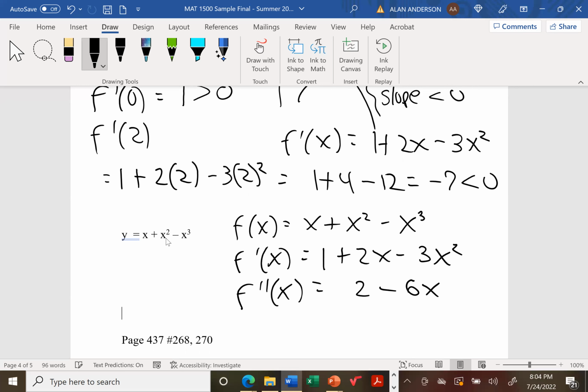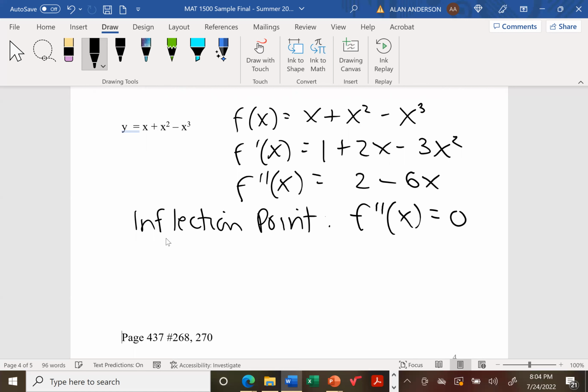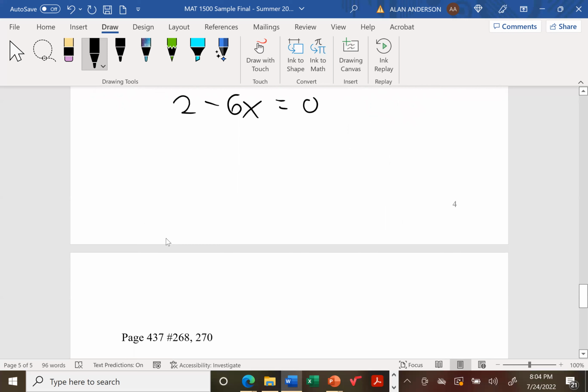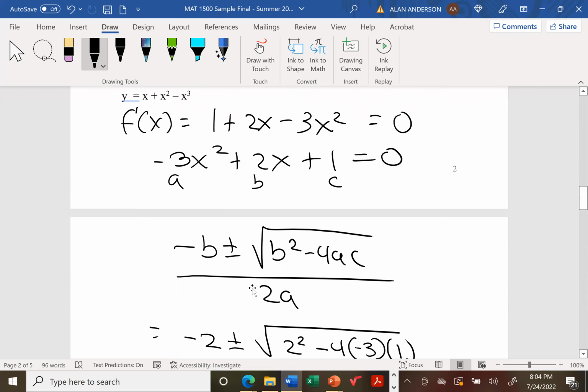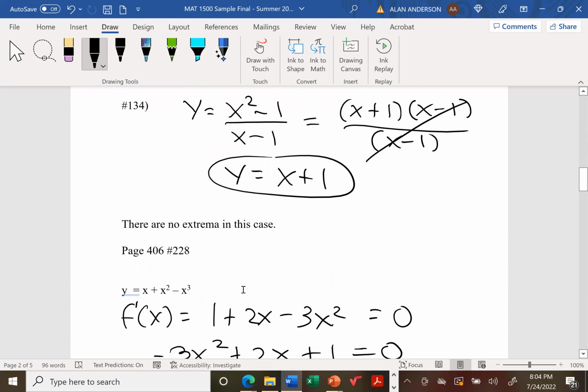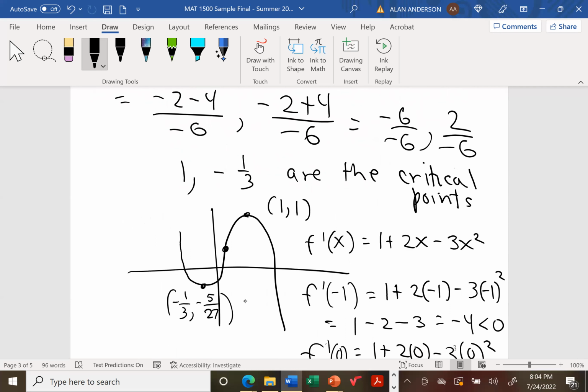Now, what we need to know to find the inflection point is to set this equal to 0. Okay, 2 minus 6x equals 0. The nice thing about the second derivative is that it's often a very nice, simple function. Okay, x equals 1/3. All right, so if you go back to this graph that I sketched in here, positive 1/3. There it is. Yeah, that looks about right.